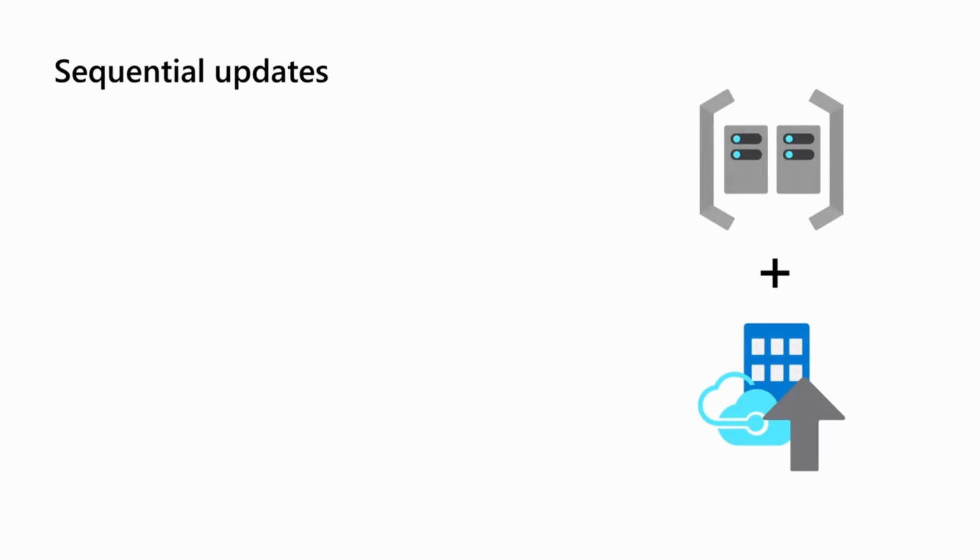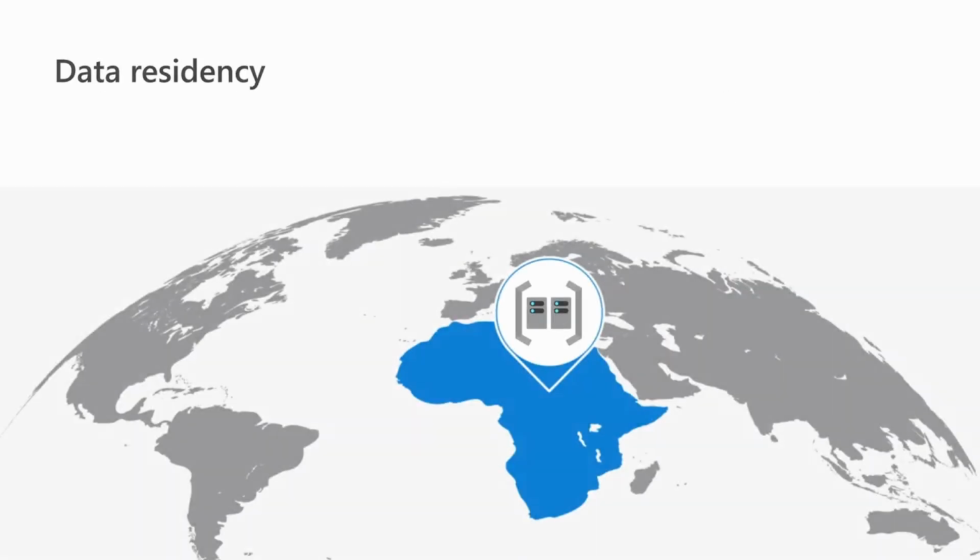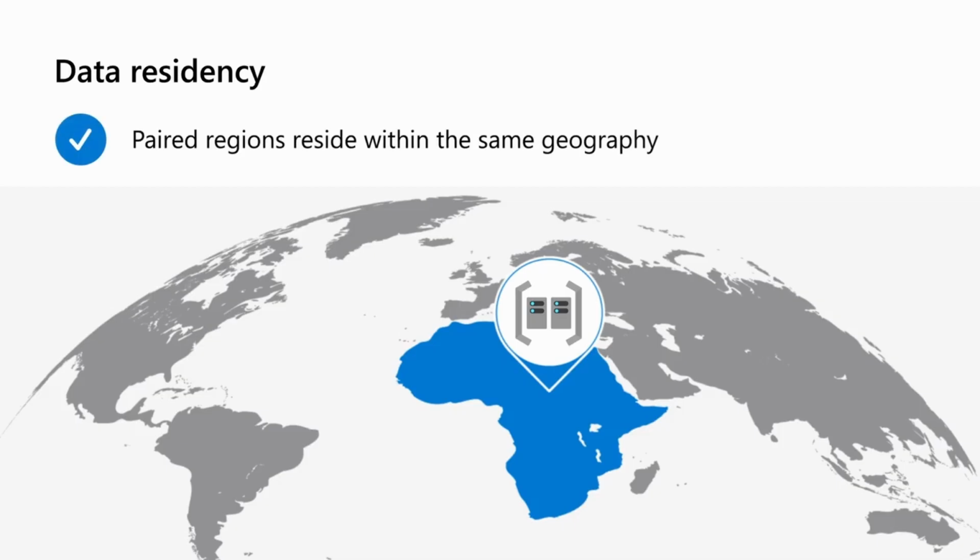Now let's understand sequential updates. Planned Azure system updates are rolled out to paired regions sequentially, not simultaneously. A staged rollout helps minimize downtime, the impact of bugs, and logical failures in the rare event of a bad update. Data residency is another benefit of Azure paired regions. To meet data residency requirements for tax and law enforcement jurisdiction purposes, a region resides within the same geography as its pair, except for Brazil South.